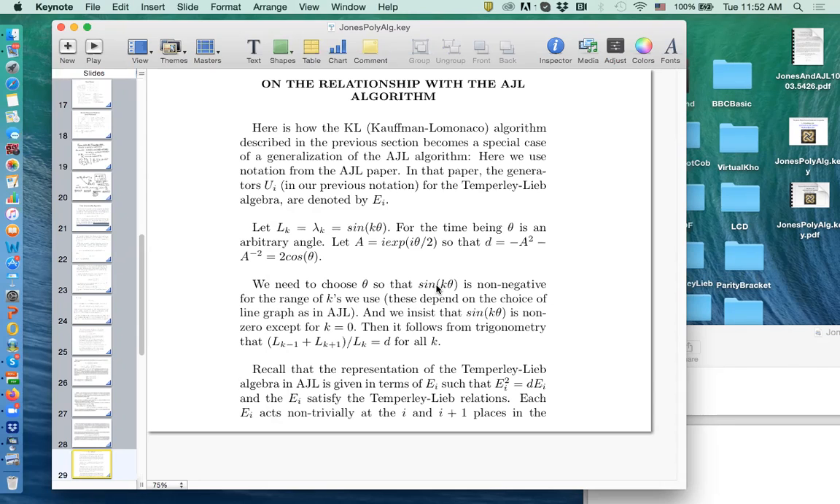And then this is a kind of sliding story that you'll see happens in relation to the line graph. Lambda_{k-1} plus lambda_{k+1} divided by lambda_k is always d. Well, this is just trigonometry. I want you to do it in your head. I didn't write it down on my slide. But what are we talking about? Sine of (k plus 1) theta plus sine of (k minus 1) theta divided by sine, what?